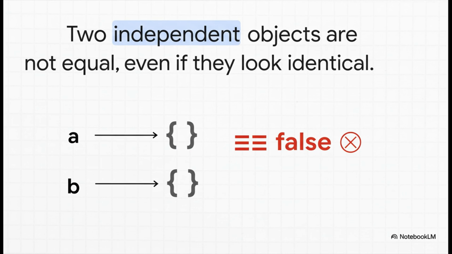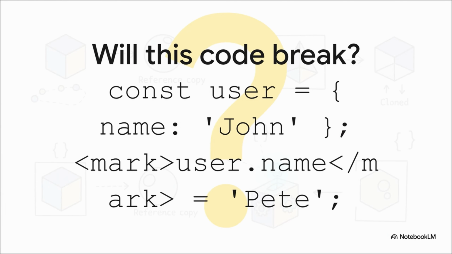But, and this is a big but, what if you create two totally separate objects? Even if they look identical, like these two empty objects, well, they each get their own unique address in memory. So when you compare them, JavaScript says, nope, not the same, and you get false. Okay, this leads to another classic point of confusion. We declare an object using const, and we all know const means constant, right? Unchangeable. So what happens if we try to change a property on this const object?